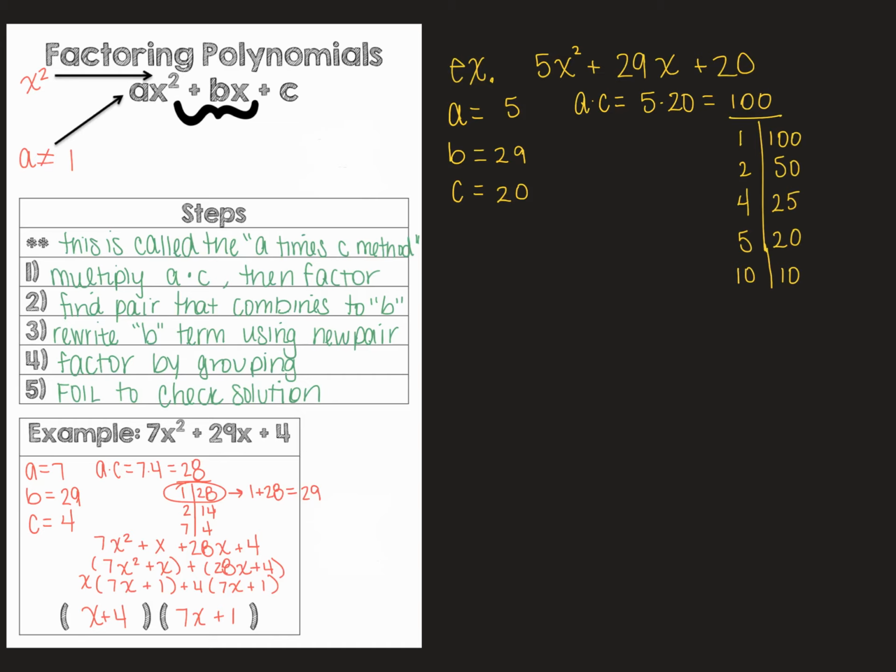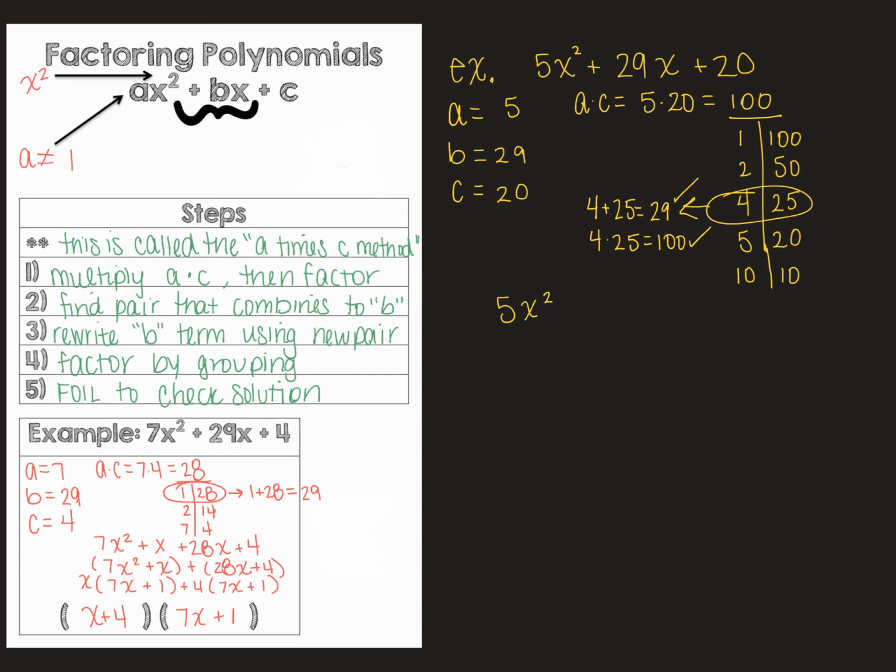And hopefully by this point, you're starting to pinpoint the ones that we need, and we need these to combine to our b value. Our b value is 29. If you look at our pairs, if we look at 4 and 25, if we add 4 and 25, we get 29, so that's good, right? That's our b. If we multiply 4 times 25, we get 100, and that's the value we needed. So our pair that we're going to use is 4 and 25.